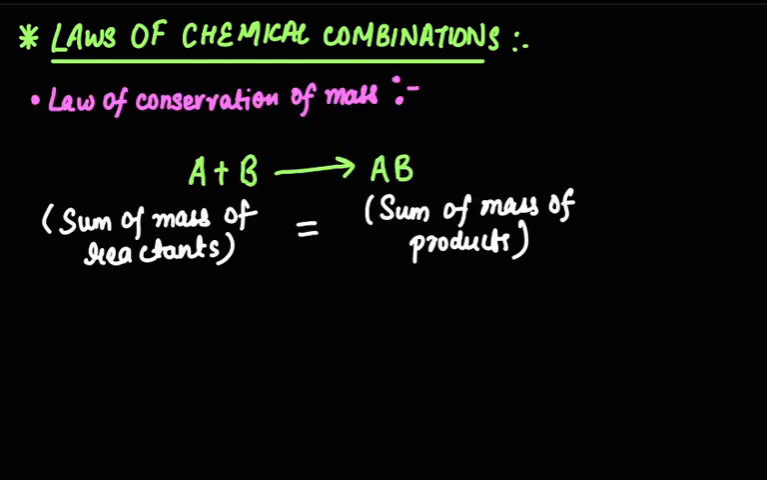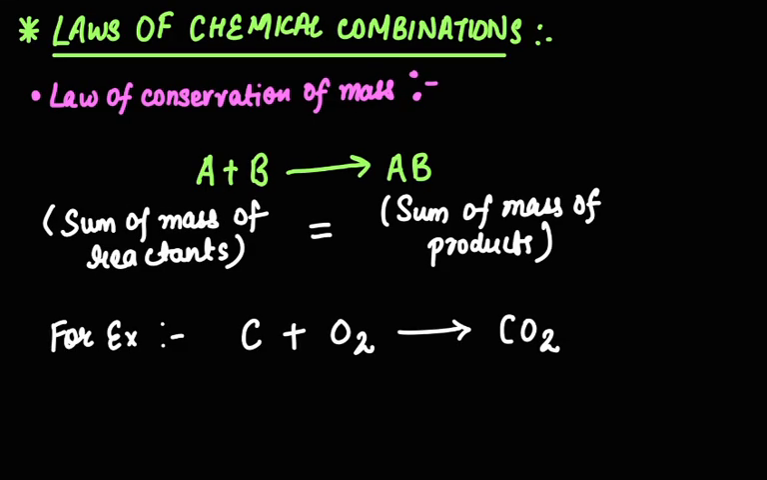Our first law is the law of conservation of mass. This law states that the sum of the masses of reactants is equal to the sum of the masses of products. Therefore, in conclusion, we can say that matter can neither be created nor destroyed. Here we have an example of carbon plus oxygen gives us carbon dioxide.